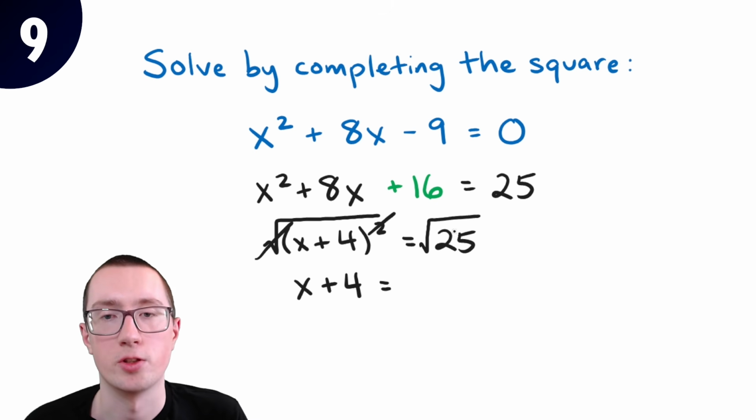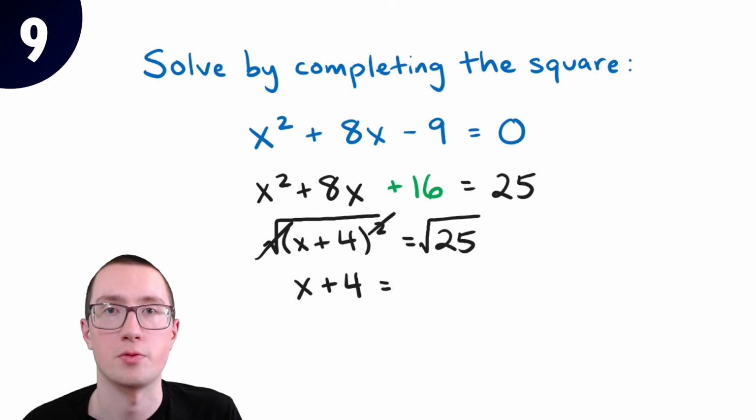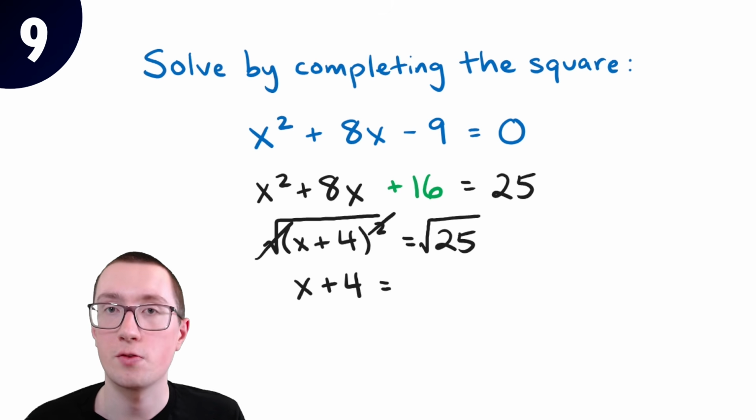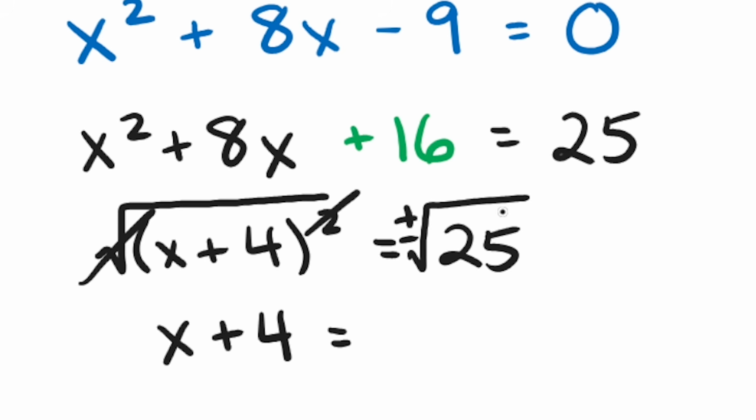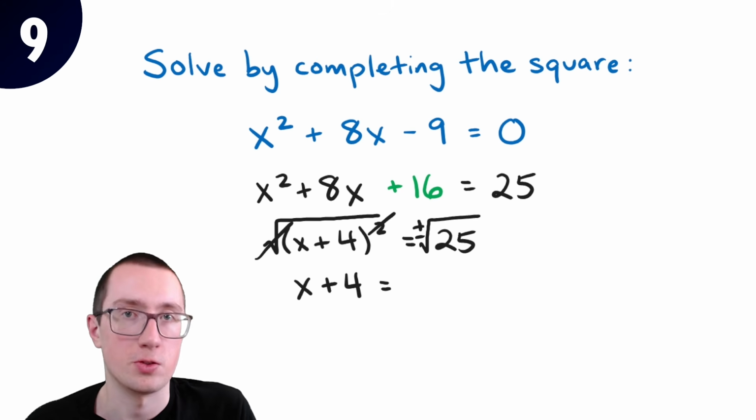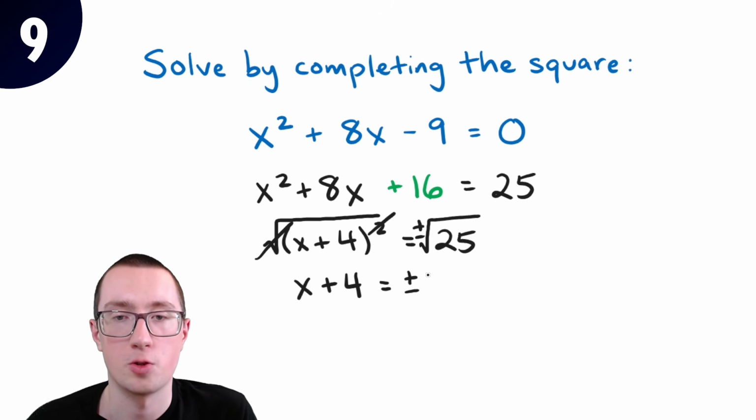Now on the right side, we have the square root of 25. But here's something you need to remember. The square root of 25 can be 5, because 5 times 5 is 25. Or negative 5 times negative 5 is also positive 25. So whenever you're square rooting both sides of an equation, what you're really doing is plus or minus square rooting. So on the right side, we're going to have plus or minus 5.